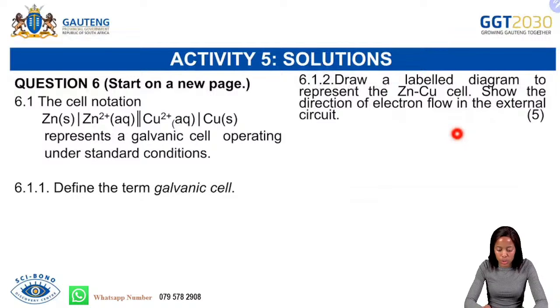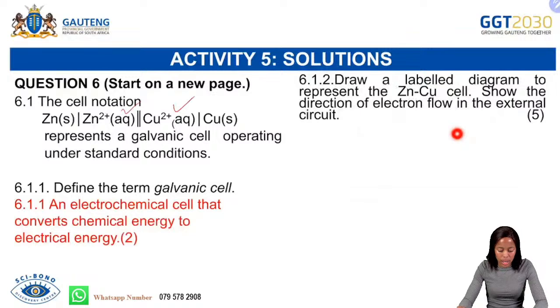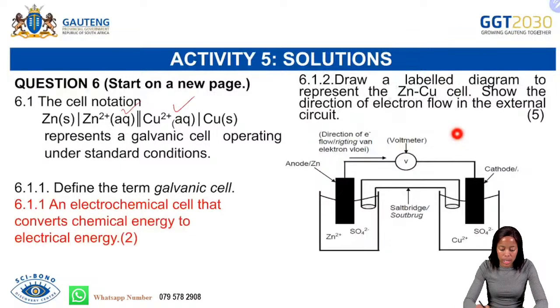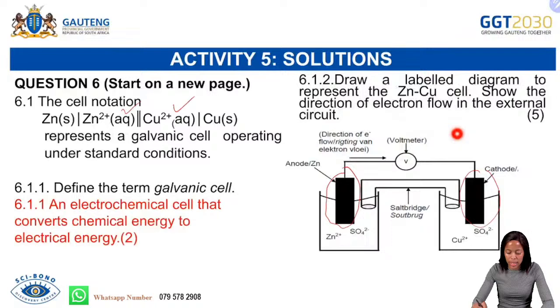Then 6.1.2, it says draw a labelled diagram to represent the Zn Cu cell, show the direction of the electron flow in the external circuit. So for you to be able to draw the diagram, you must realize and understand that the Zn is your anode and the Cu is your cathode. So you need to represent the anode electrode and also represent the cathode electrode.